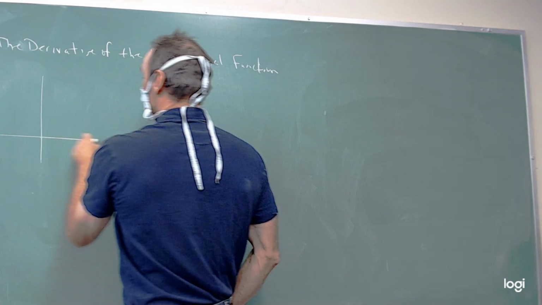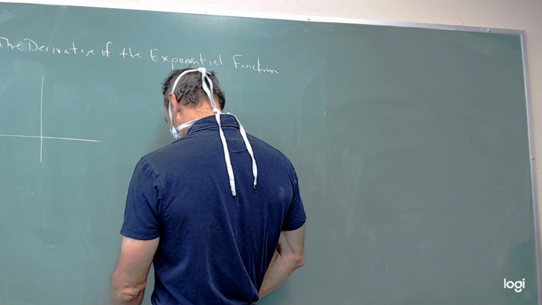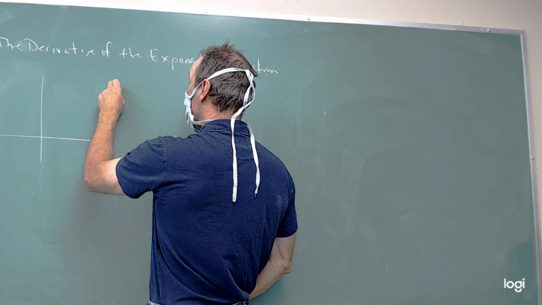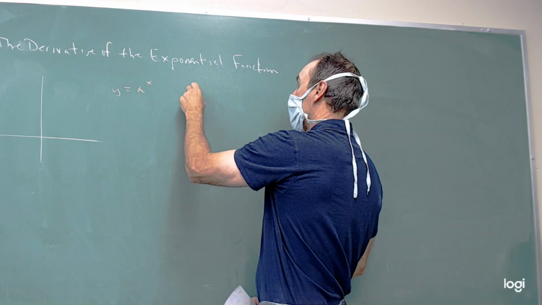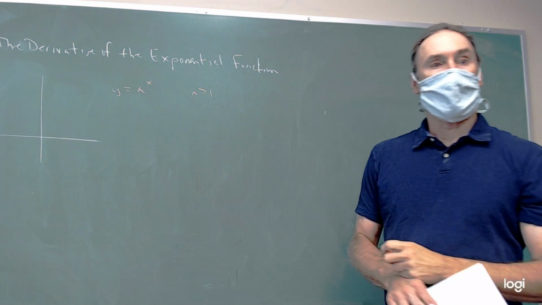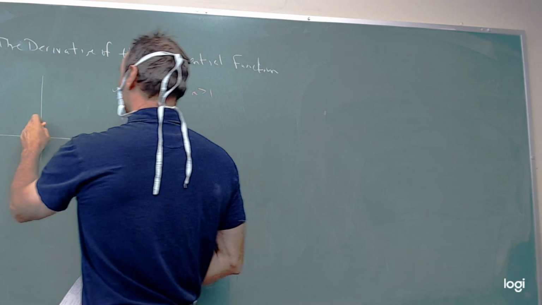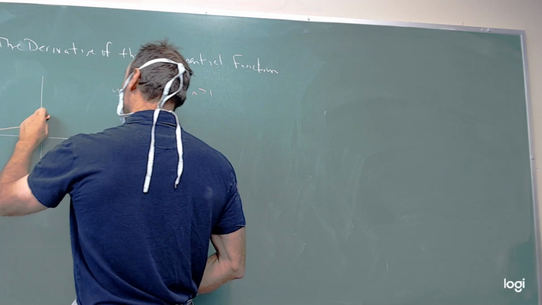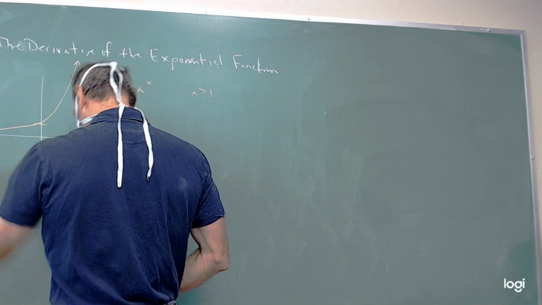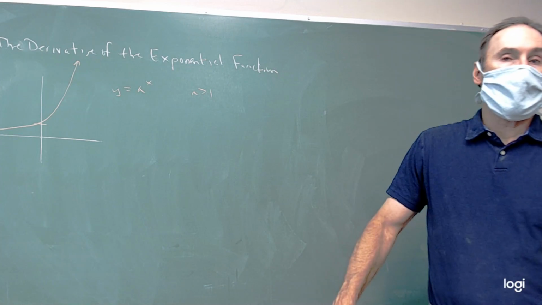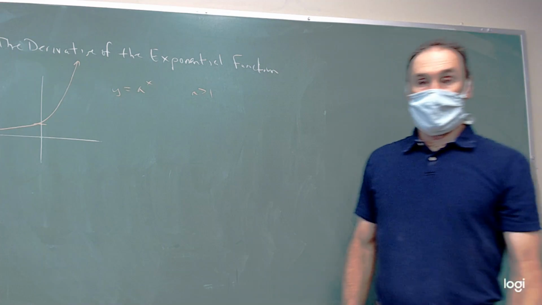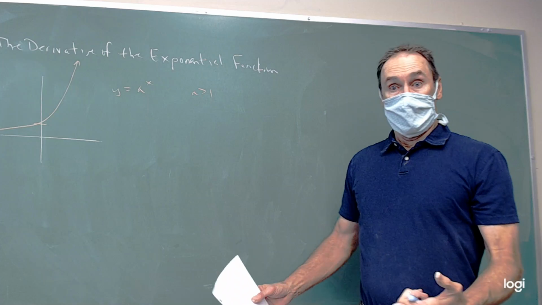In general, if we are looking at y equals a to the x, where a is some number greater than 1, so we have a growth function, then that basic exponential is going to look something like that. So we've been talking about what we can tell about the graph of the derivative if we know the function.